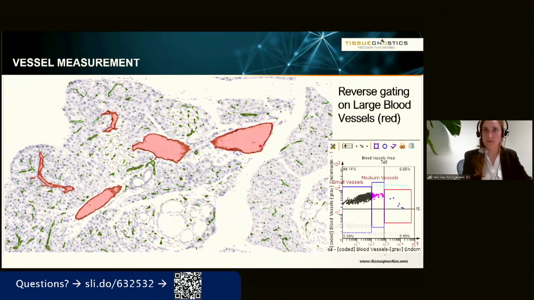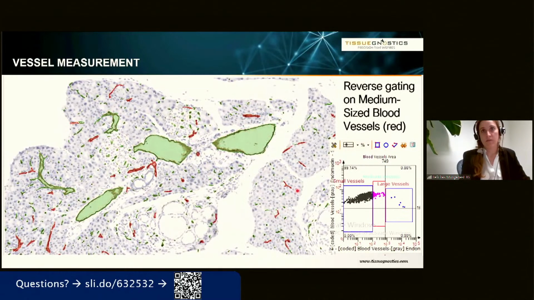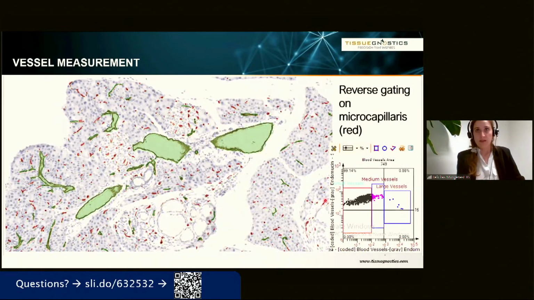Further, we can then use scattergrams by gating, like in flow cytometry, to differentiate between blood vessels of different sizes. So the red gate is now marking the big blood vessels, which are also marked in red in the image. Here we have the medium-sized blood vessels marked in red, and here as well. And here we can see the microcapillaries. This tool also helps us to verify the results of our analysis.